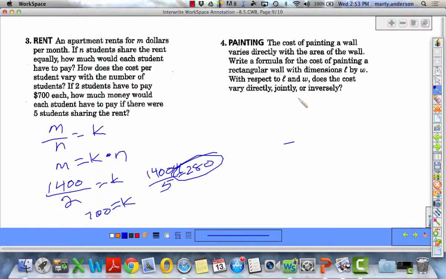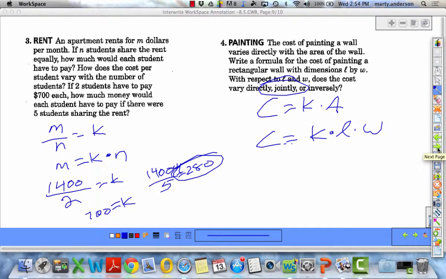Last couple, the cost of painting a wall varies directly with the area of the wall. So my cost equals K times area. Write a formula for the cost of painting a wall with dimensions L times W. Well, that's going to be K times the area of the wall, which is length times width. So this is joint variation, more than one multiplication. So I think I answered the question right there.